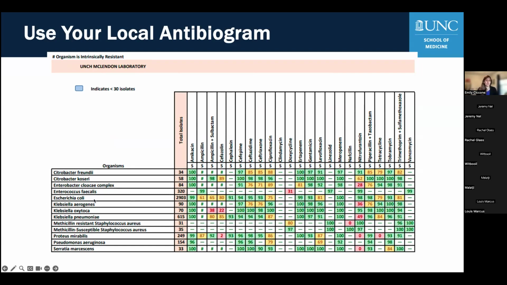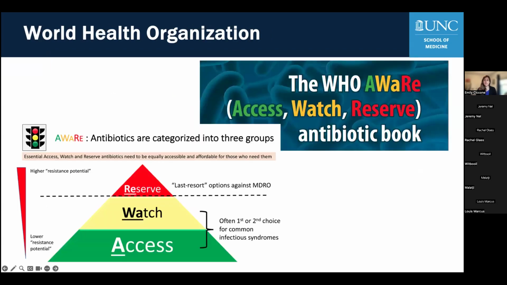So for instance, for us with E. coli, that's the most common urinary tract isolate that our lab has seen. And we have about 20 to 25% resistance to fluoroquinolones. So probably not the best empiric choice for E. coli pathogen or E. coli urinary tract infections in our setting. And this obviously varies from place to place.